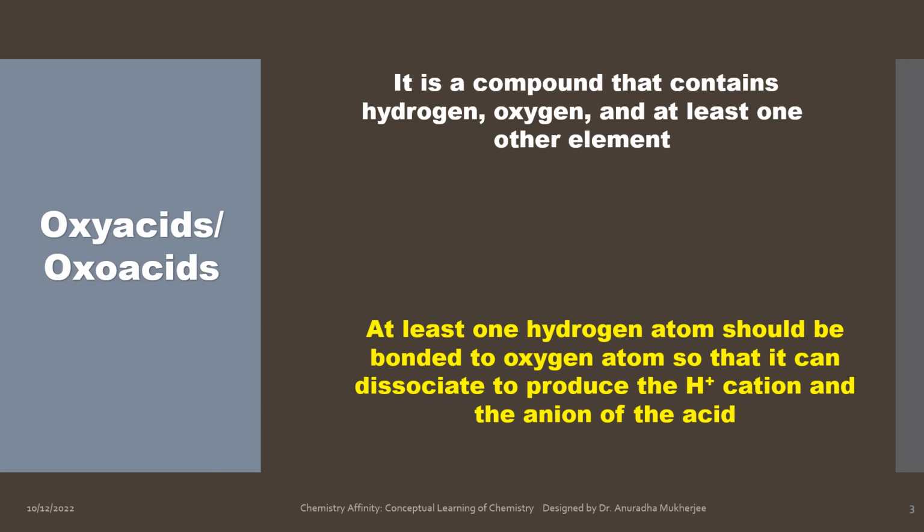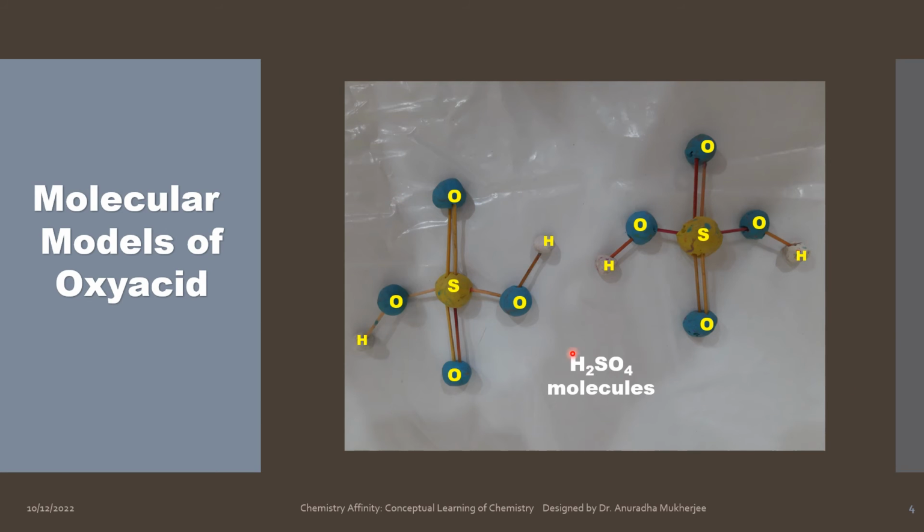Now let's go to the molecular models. This is the molecular model of sulfuric acid H2SO4. So sulfur is the central element which is surrounded by 4 oxygen atoms, and 2 hydrogen atoms are connected with the oxygen. Then only these 2 hydrogen atoms can dissociate as H plus ions. If hydrogen is connected with the sulfur, it will not dissociate as H plus ions. So that's why in an oxyacid, at least one hydrogen should be attached with oxygen. Then only it can behave as an acid.